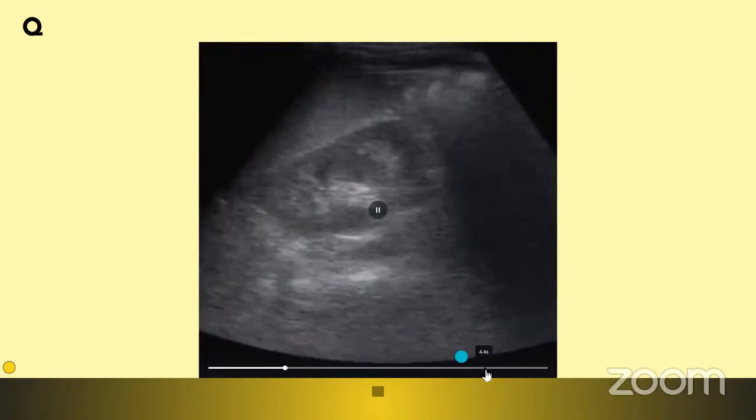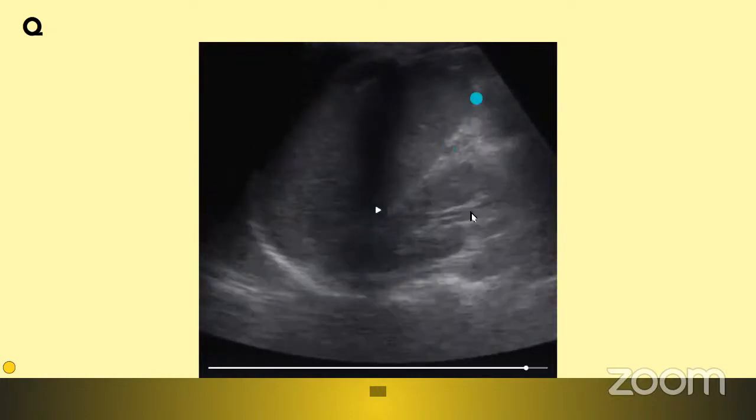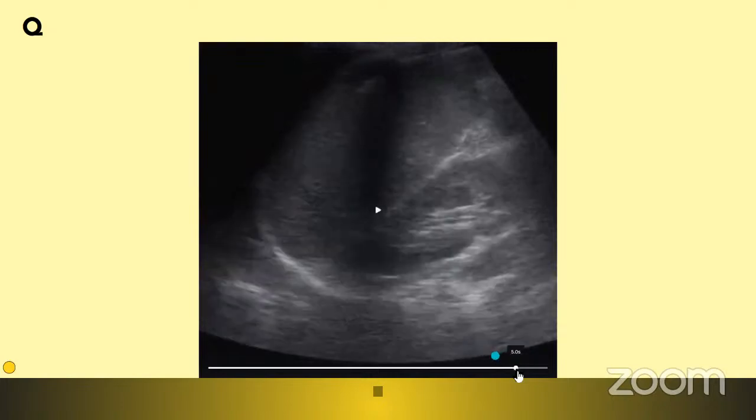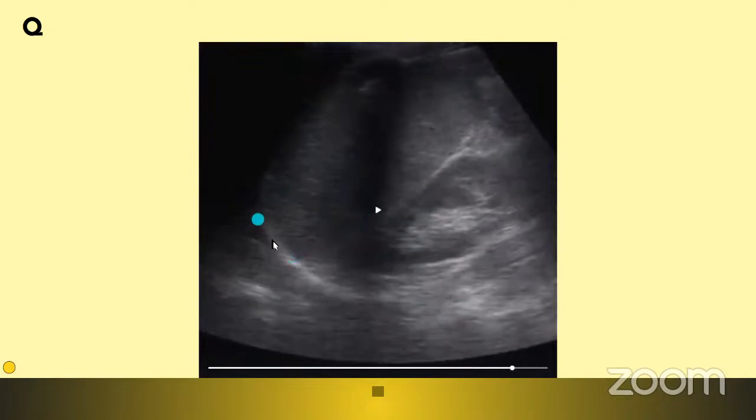So let me freeze it again. This is liver and this is right kidney. This is diaphragm and this is costophrenic angle. If you see carefully, the liver and costophrenic angle seem isoechoic, possibly because of the mirroring artifact which I told you earlier. Because the diaphragm is shiny, it can form a virtual image here. So here it is isoechoic between liver and costophrenic angle. Seems normal here. This is hyperechoic as compared to the liver.